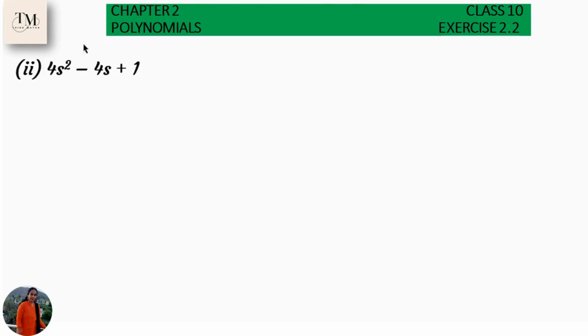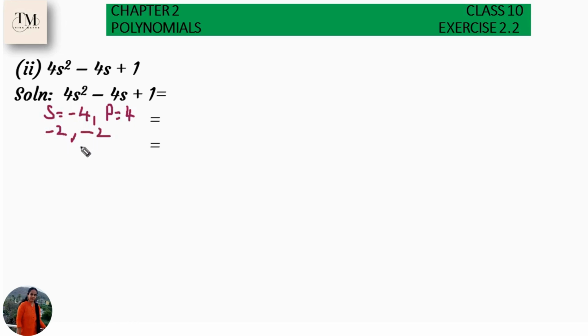So the next problem is 4s square minus 4s plus 1. In the same way, we have to solve it. So here the sum is minus 4 and the product is 1 into 4, which is 4. So I can find two values, minus 2 and minus 2. Okay. If I add these values, I get minus 4. If I multiply them, minus 2 into minus 2 is 4.